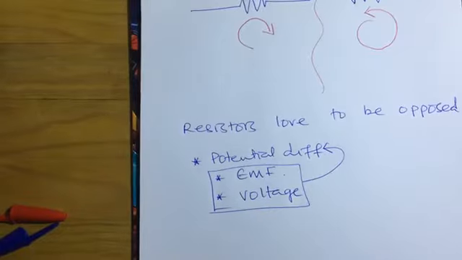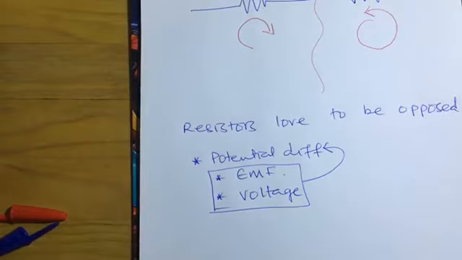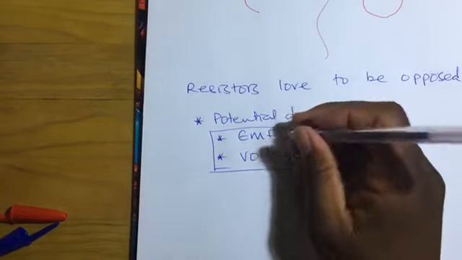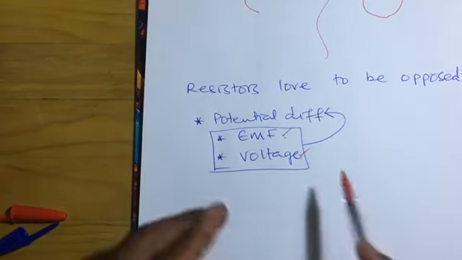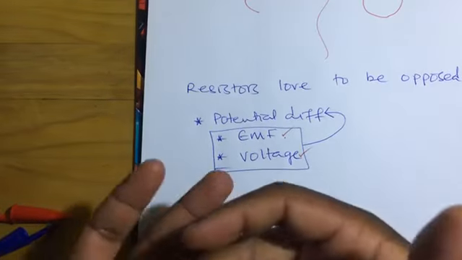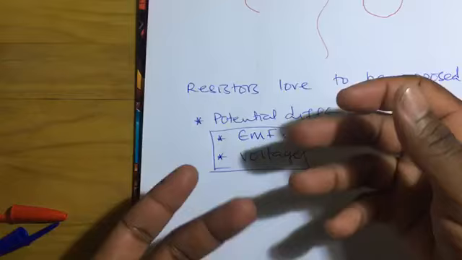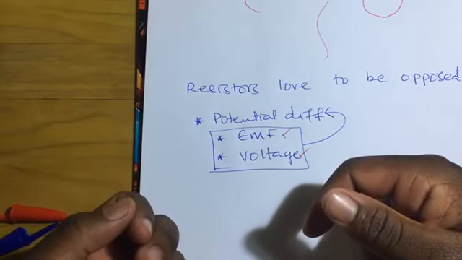So yes, the potential differences in a loop should add up to 0. Now you need to know the alternative names for potential difference. The alternative names are electromotive force or voltage. So the rule could also be stated to say the voltages should add up to 0, because voltage and potential difference are synonymous. You understand?